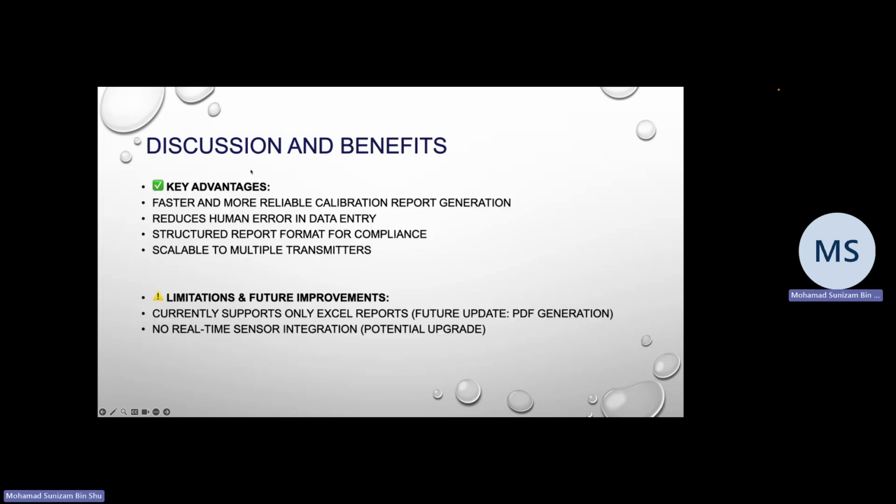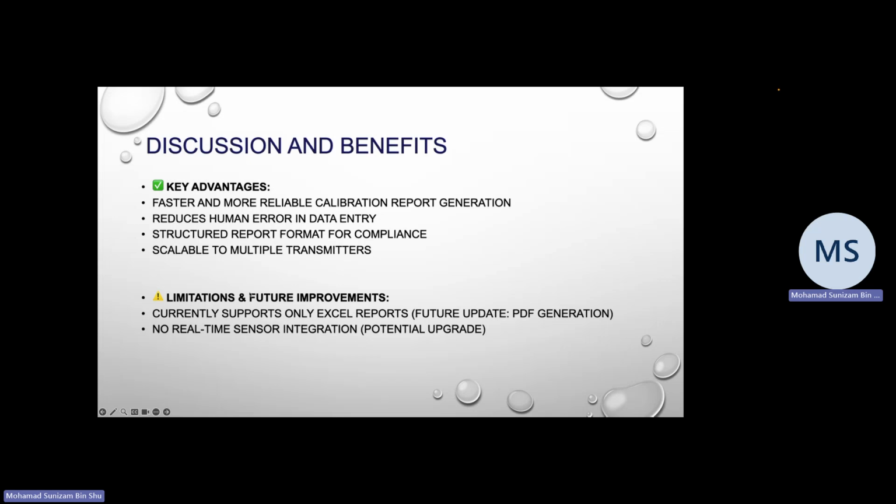Discussion and benefits of the automated calibration report: number 1 is faster and more reliable calibration report generation. Number 2, reduced human error in data entry. Number 3, structured report format for compliance and scalable to multiple transmitters. So regardless of the number of transmitters that we have in our maintenance plans, whether 5 or 4 or 10, we can use the same report to record the findings that we have.